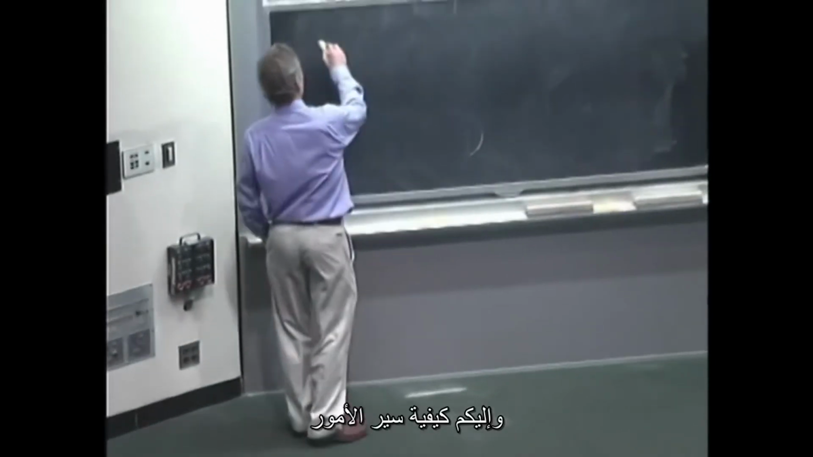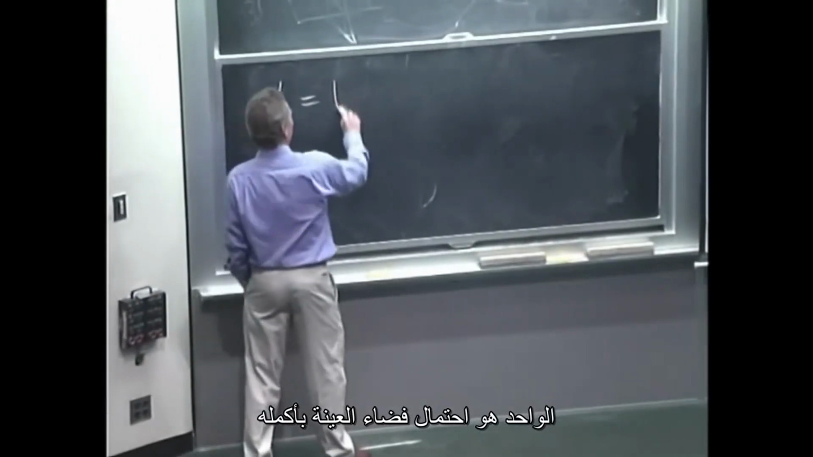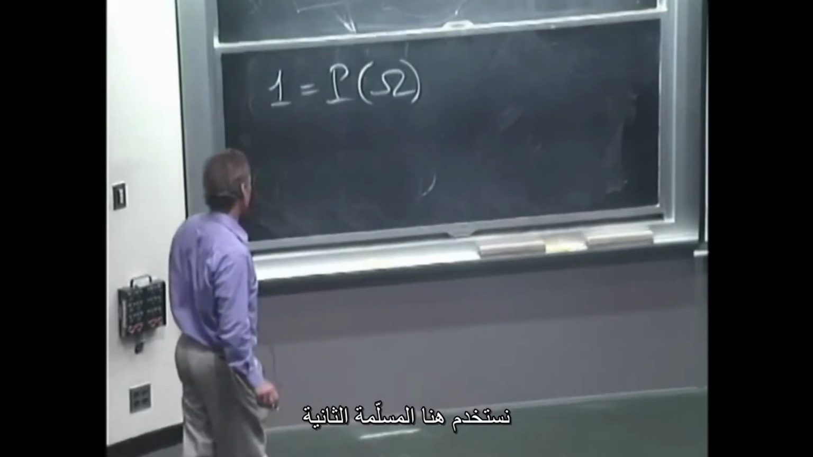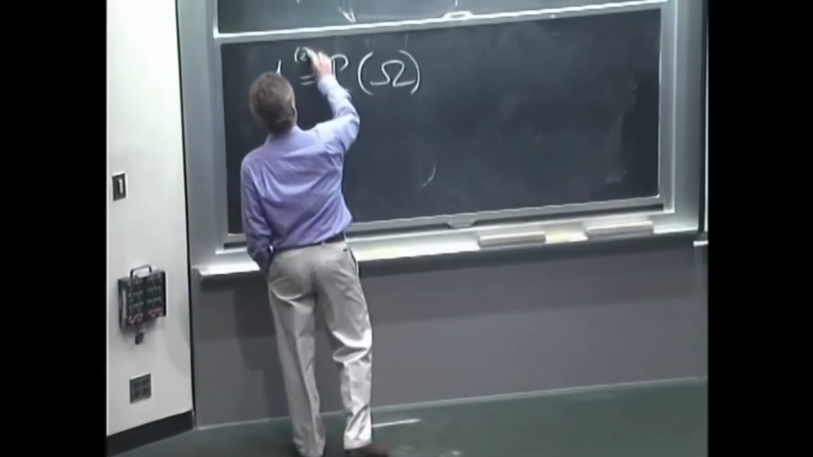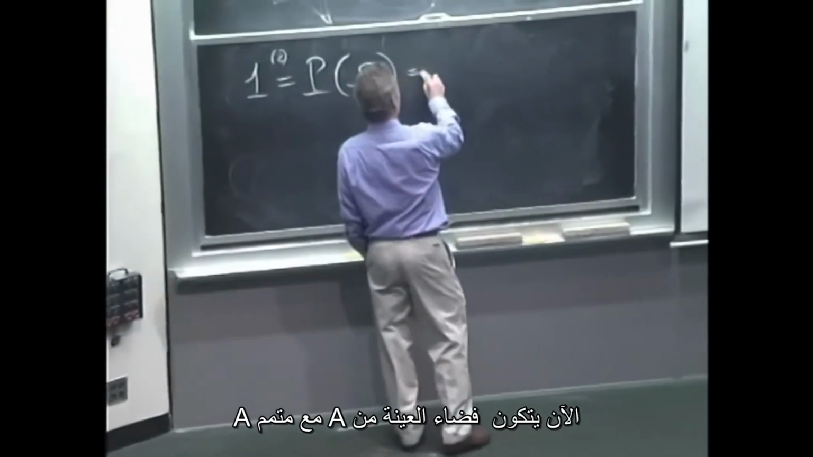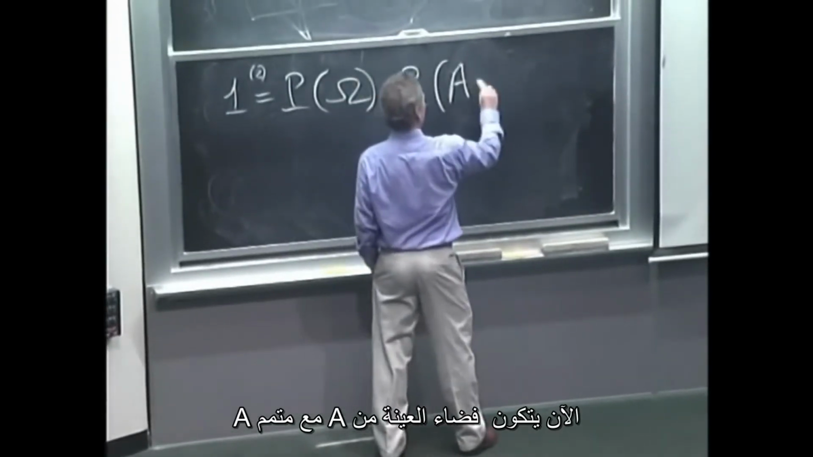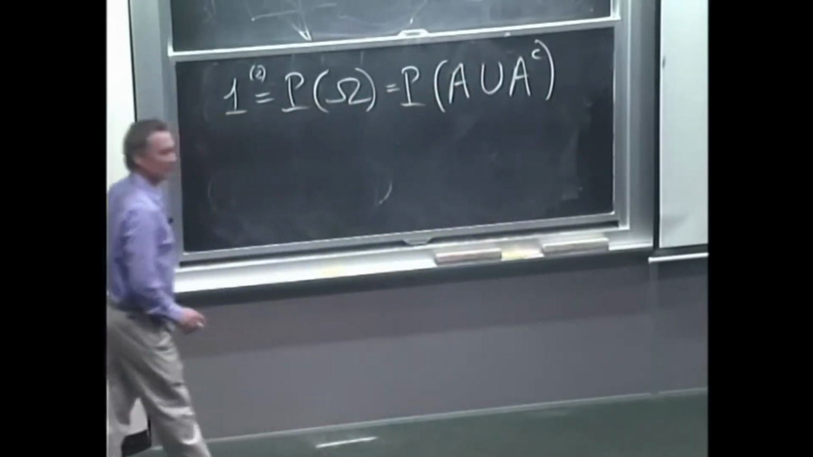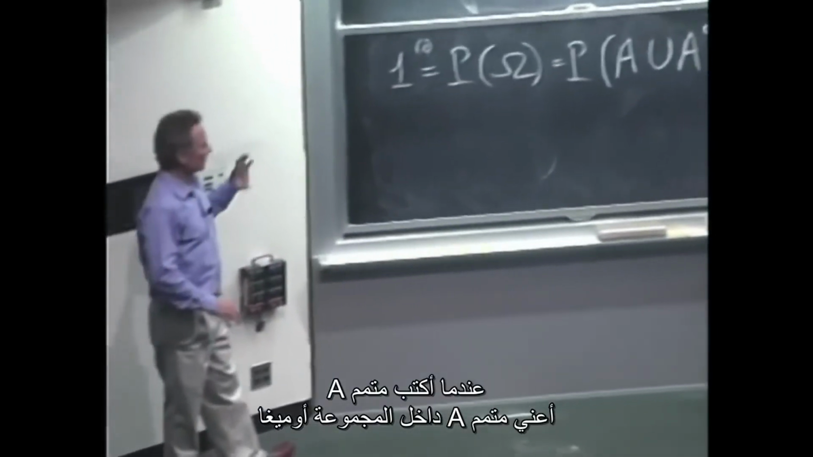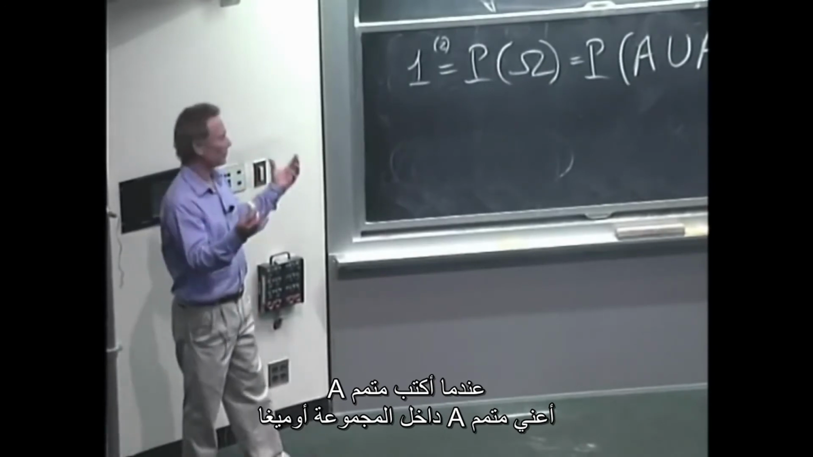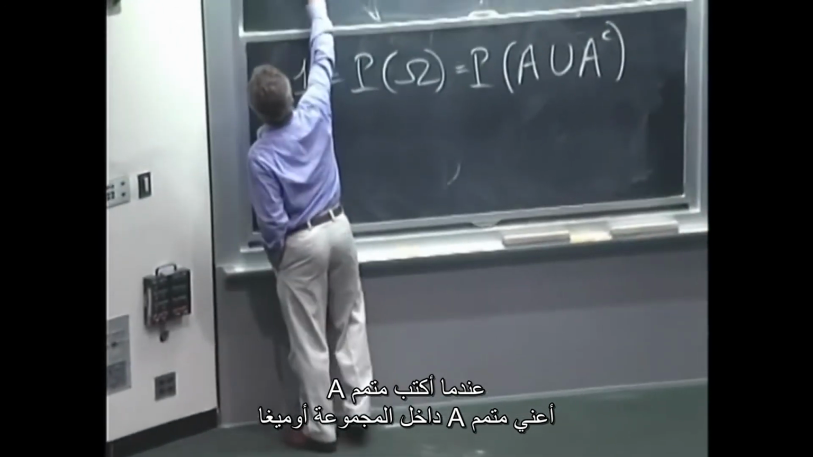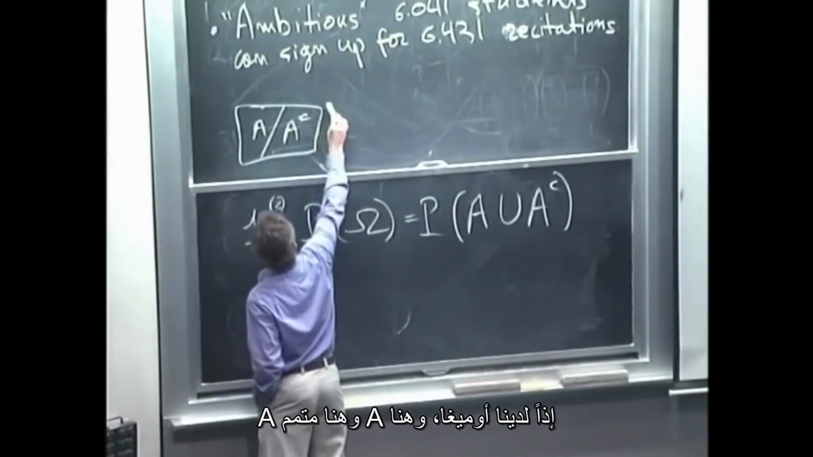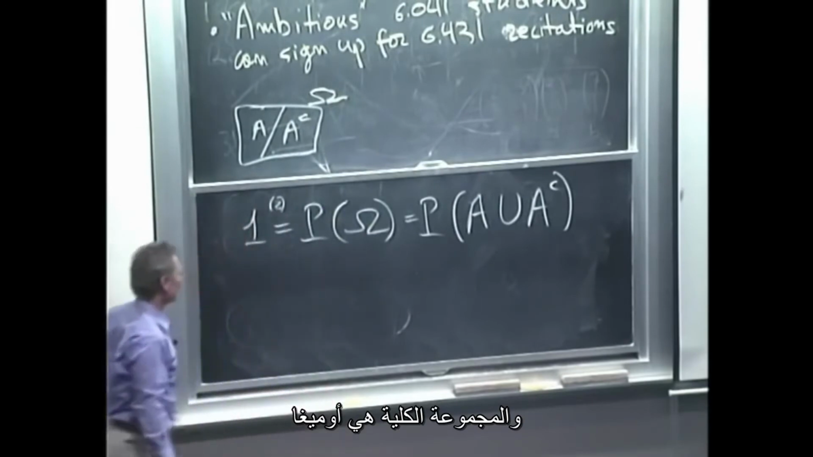Here's how it goes. 1 is the probability of the entire sample space. Here we're using the second axiom. Now, the sample space consists of A together with the complement of A. When I write the complement of A, I mean the complement of A inside the set omega. So we have omega, here's A, here's the complement of A, and the overall set is omega.